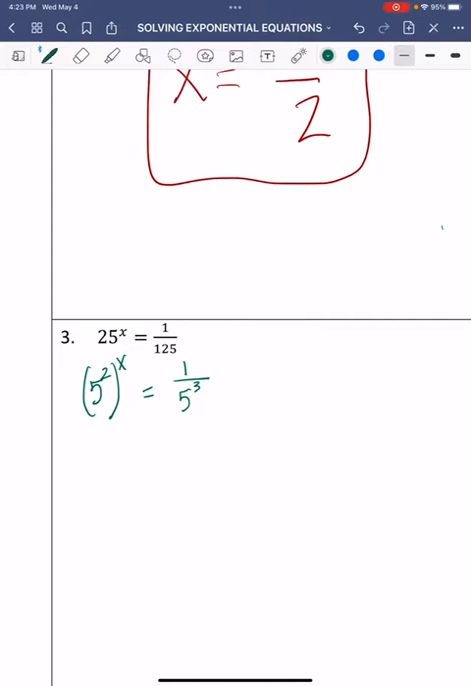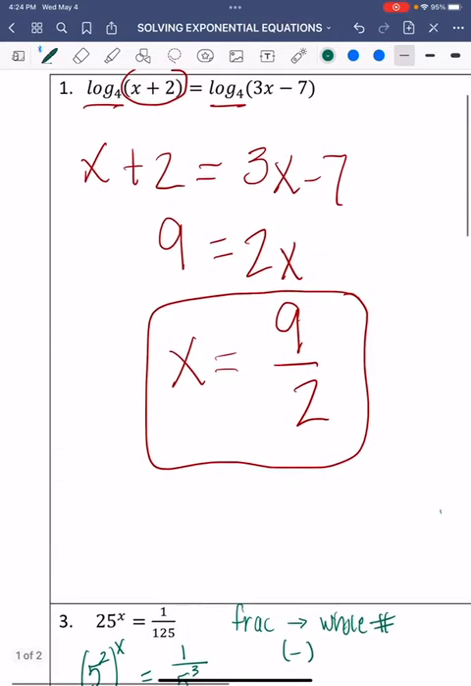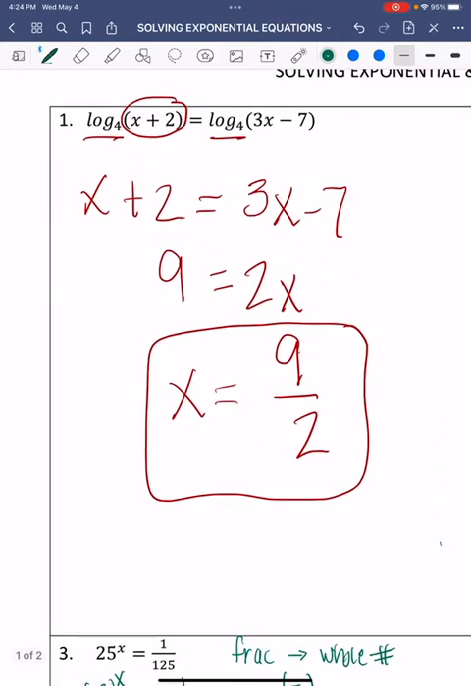And if you remember, the only way that you're going to turn that fraction into a whole number is with a negative exponent. So this is 5 to the 2x equals 5 to the negative 3. Bases are the same, exponents must be the same. Divide by 2. So in number 3, bases are the same, exponents are the same. In number 1, bases are the same, arguments are the same.